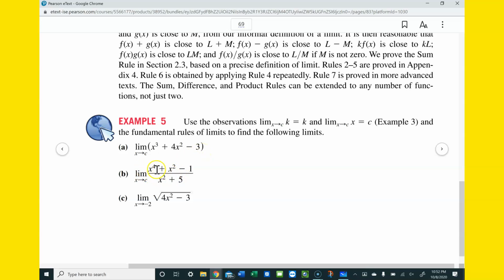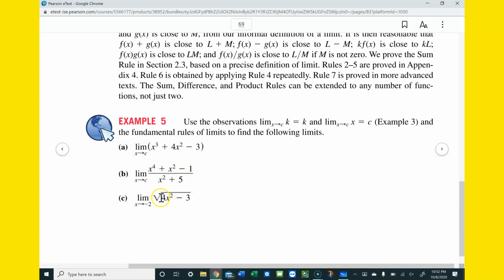What about this one? Same thing, just plug in c. It's just going to be c to the 4th plus c squared minus 1 over c squared plus 5. And that's going to be fine because there's no way the denominator could equal 0, because when you square c, you're going to get a positive number. And then you're going to add something to it, so it's never going to be 0.